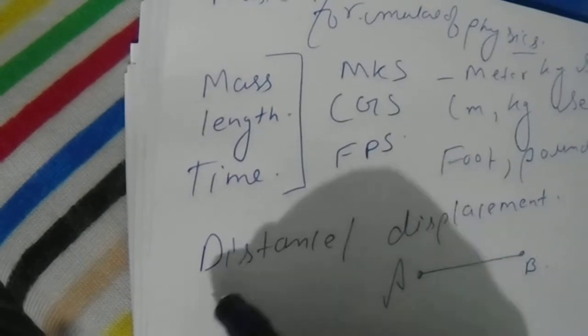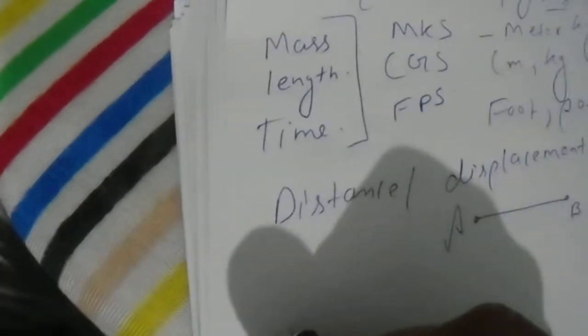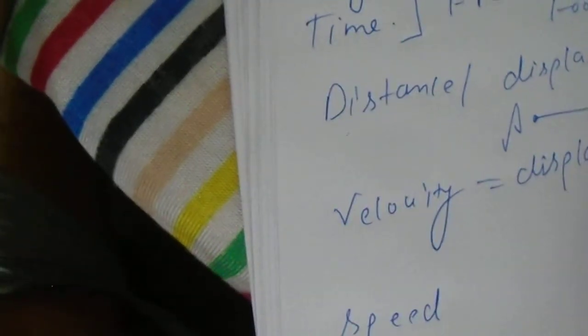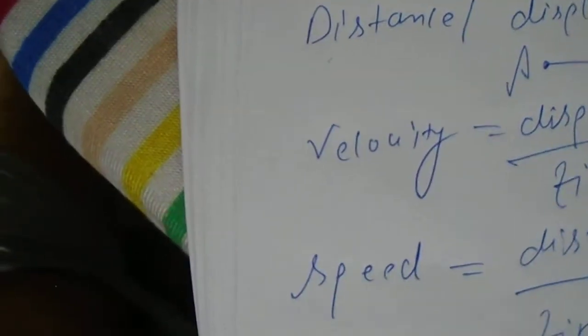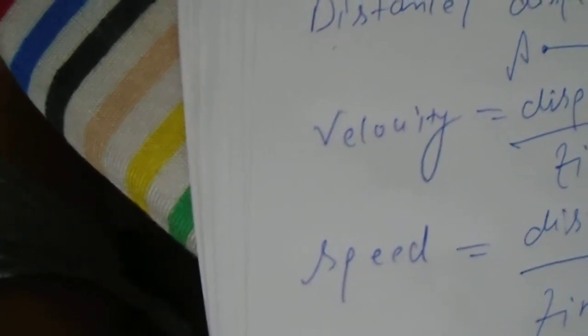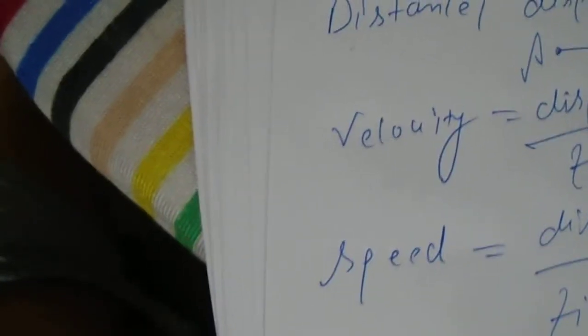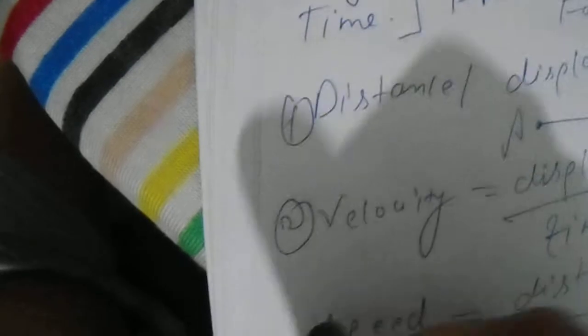Now we have formulae: velocity and speed. Velocity is given by displacement divided by time, and speed is given by distance divided by time, and their units are meter per second or kilometer per hour. Distance, velocity and speed, the basic formula.